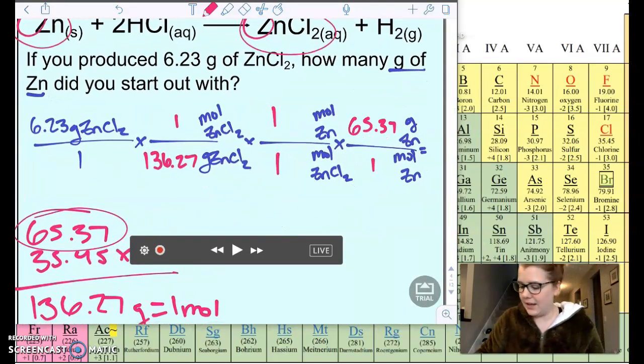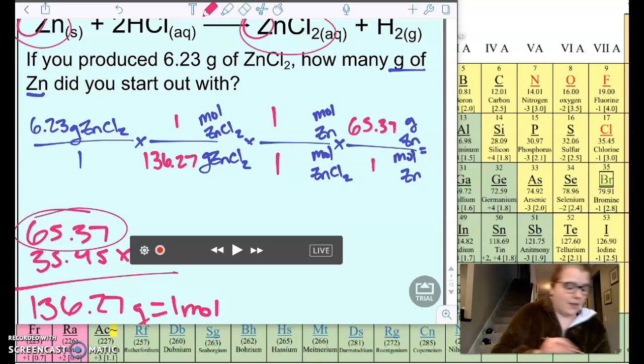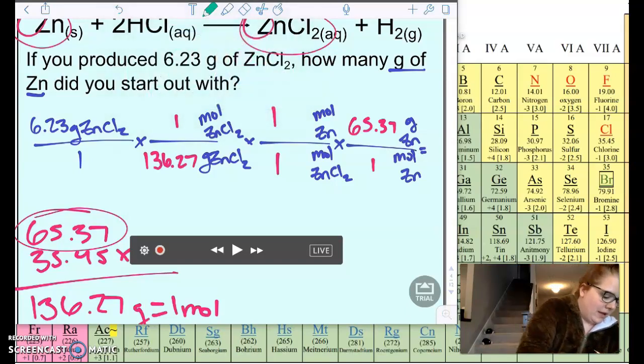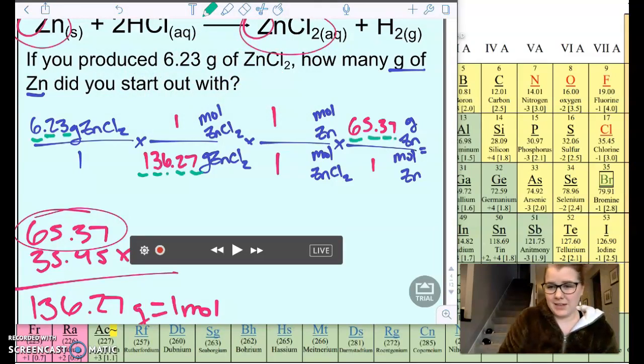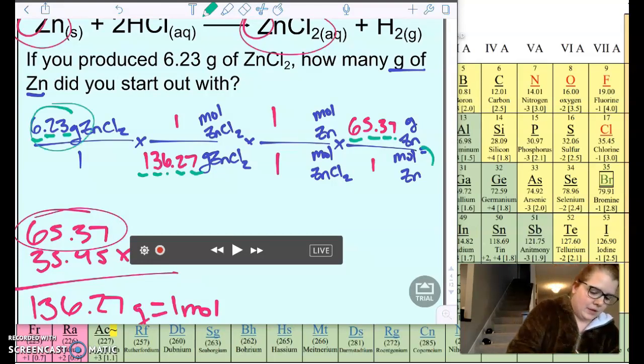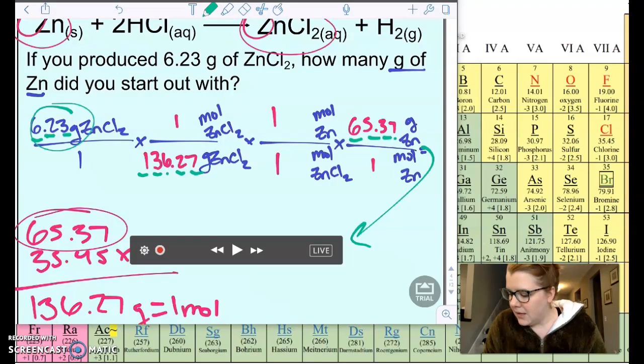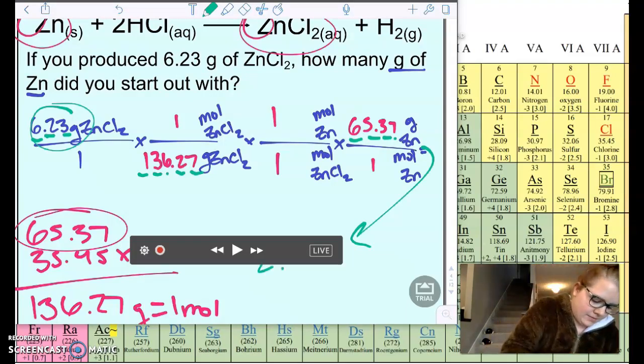So now I can go ahead and figure this out. So 6.23 divided by 136.27 times 65.37. Check your sig figs. We have 3 sig figs here, 5 here, 4 here. The rest of the values are exact, so I don't need them. You always go with the least number of sig figs. So 3. So my final answer is going to be 2.99 grams of zinc.